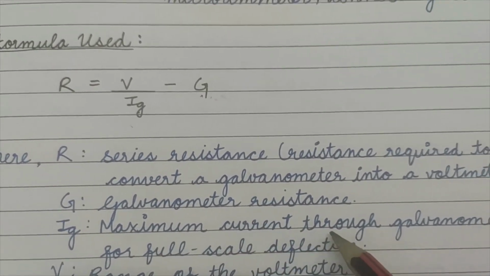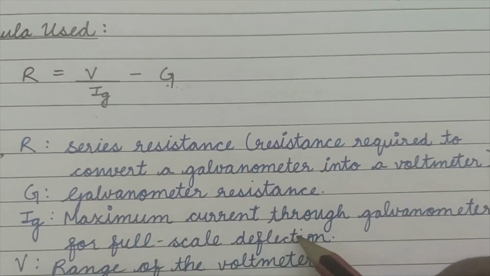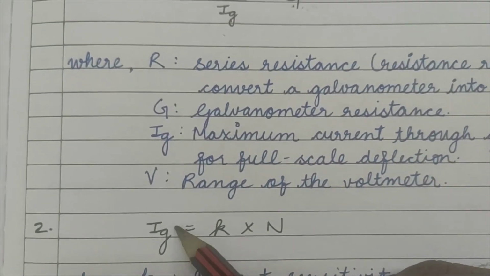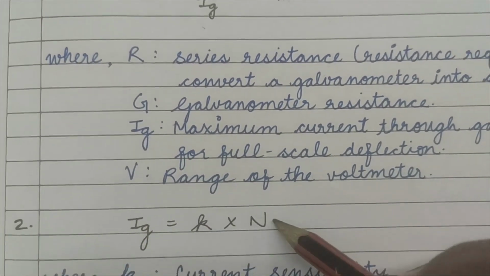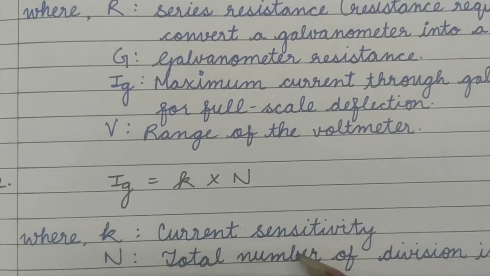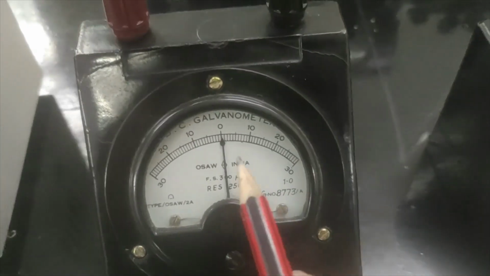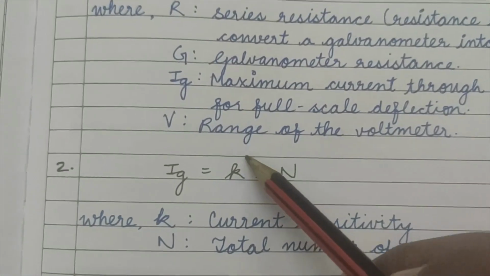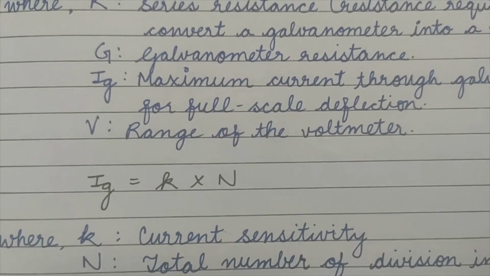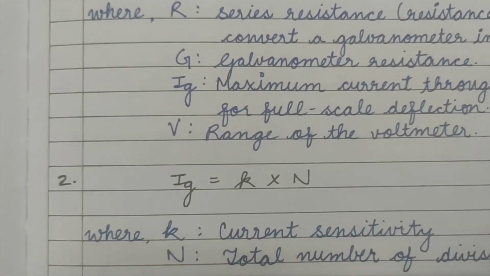Ig is the maximum current through the galvanometer for full scale deflection. So we have to find this Ig, and we will find it using this formula, which is K into N. K is the current sensitivity of the galvanometer, and N is the total number of deflections in the galvanometer. The total number of deflections in the galvanometer is basically 30. So we will find this current sensitivity, and then multiply it with the total number of divisions of the galvanometer, which is 30, and then we can find this Ig. We will use this Ig here.